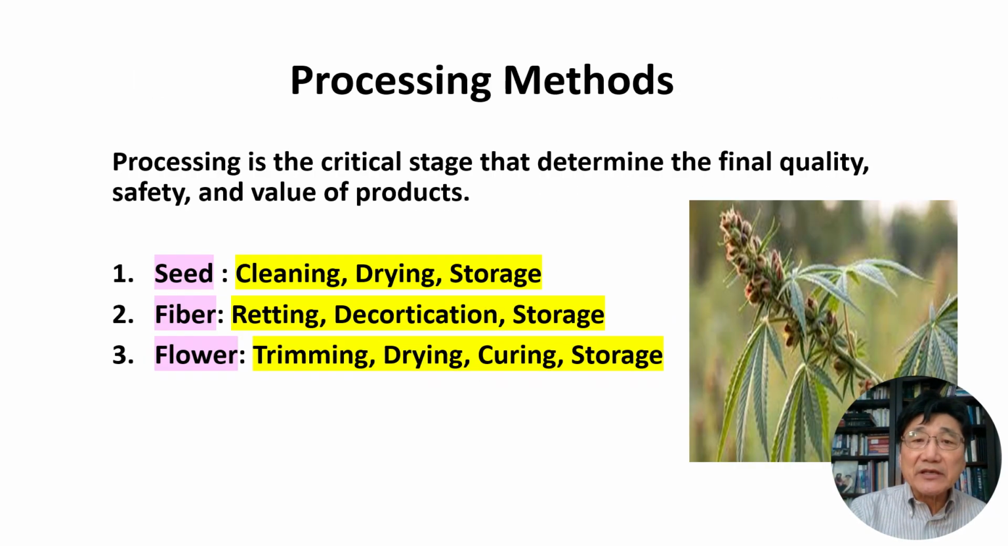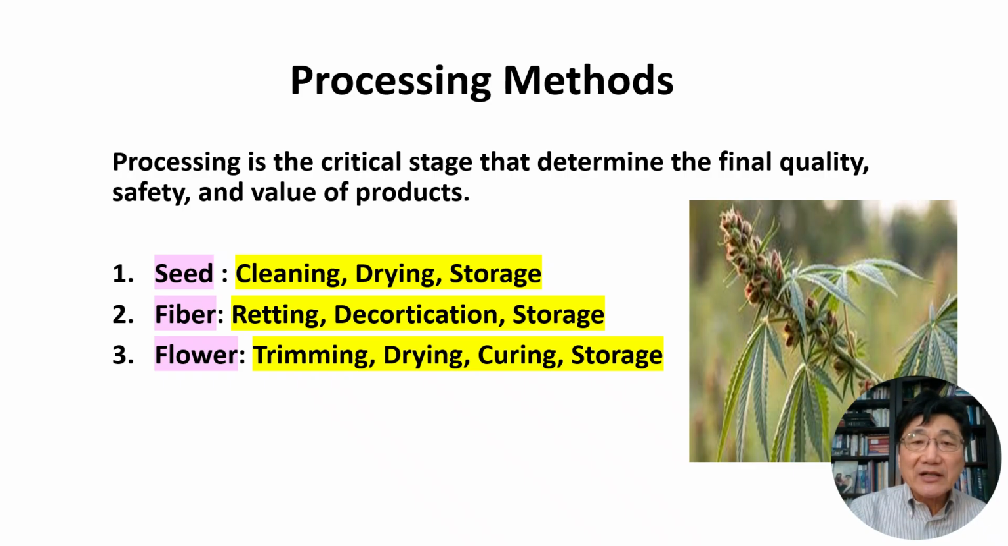Processing begins immediately after harvest because processing is the critical stage that determines the final quality, safety, and the value of products. The processing method varies depending on the part of the crop and its intended use.